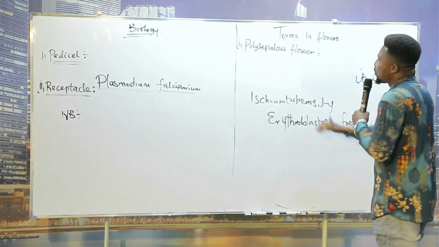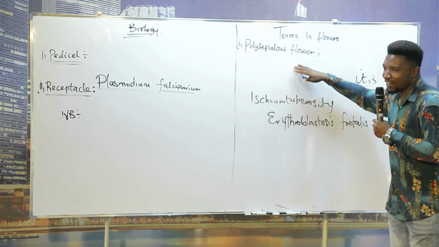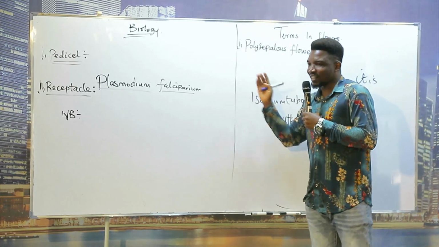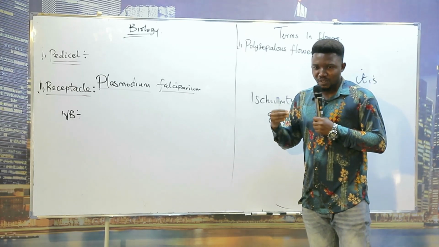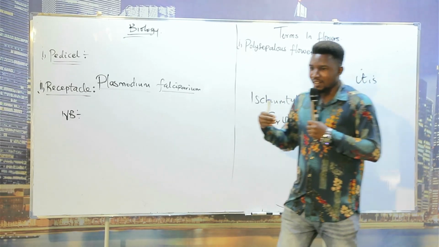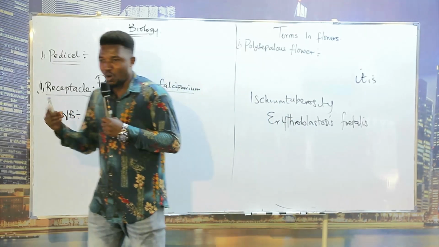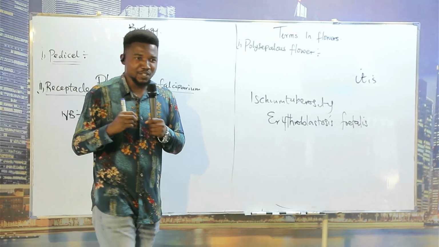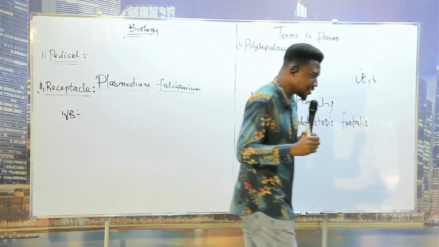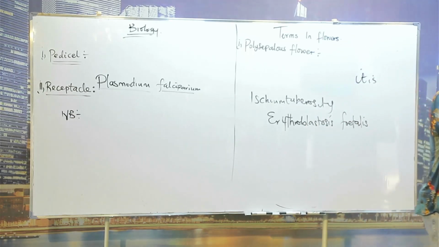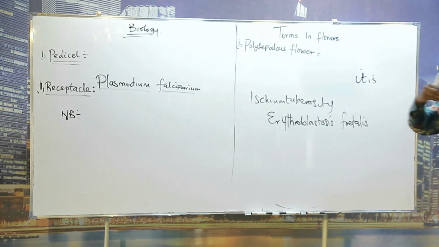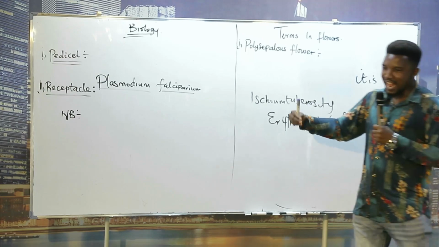Okay, so let's continue with polycephalus. Now, I already know that poly means what? More than 4, right? More than 4, abi. Now, mono means what? 1. Di means what? Bi means what? Tri means what?